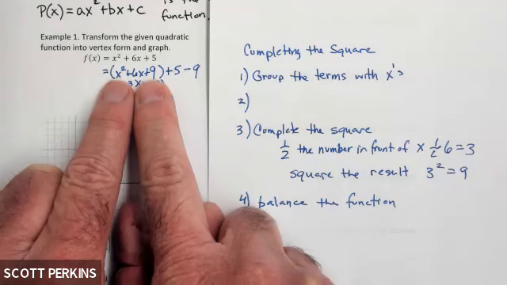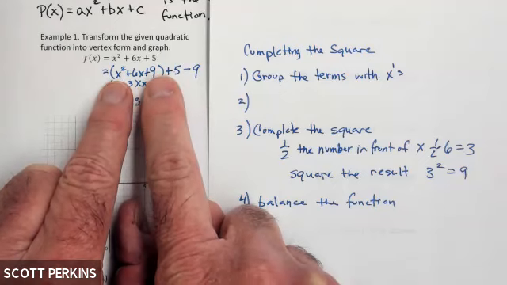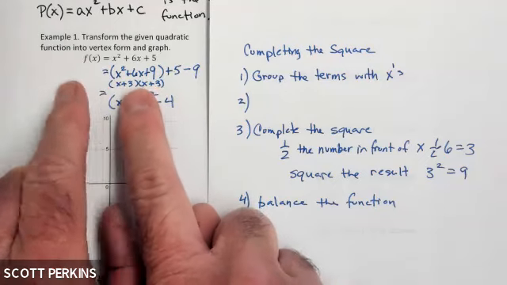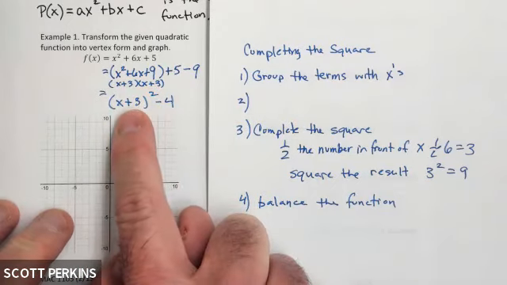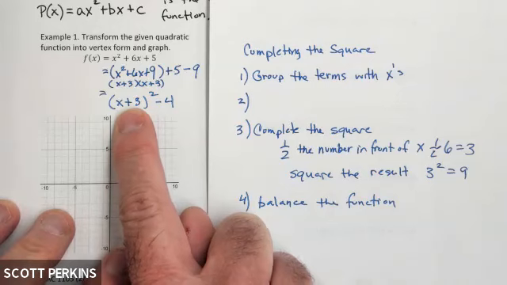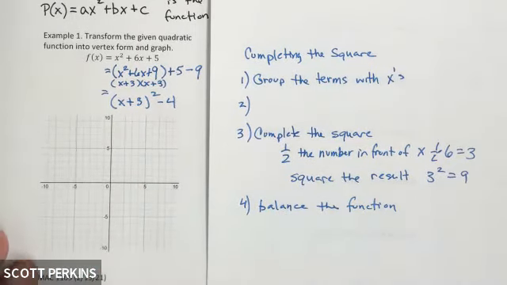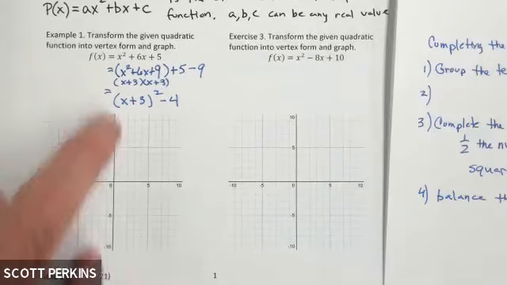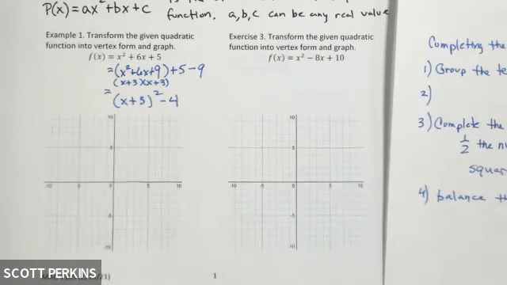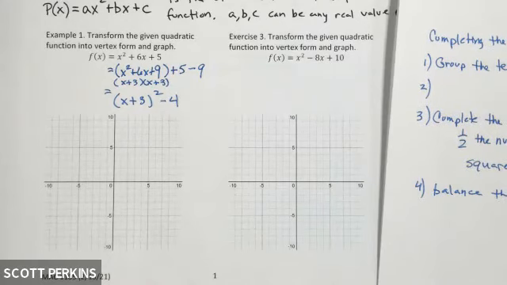By factoring from intermediate algebra, we see the two factors of 9 that add up to 6 are 3 and 3. So that allowed me to factor that trinomial into x plus 3 times x plus 3, or in other words, x plus 3 squared. And so the equation of my parabola is x plus 3 squared minus 4. Now from this, we are able to figure out what the shift is, what the vertex is.